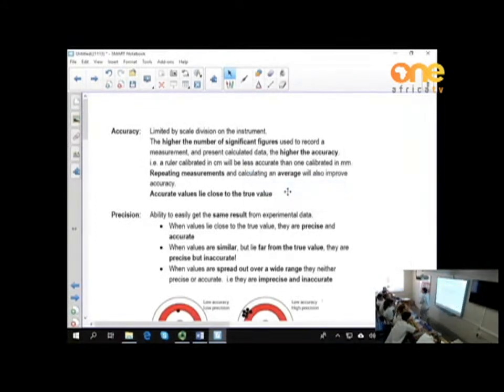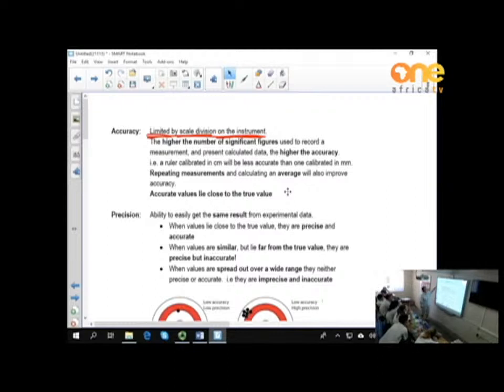Okay, accuracy. The accuracy is limited by the scale division on the instrument. You can never be more accurate than the instrument. The higher the number of significant figures used, the higher the accuracy. So if I want to measure the diameter of a pipe for precision engineering, if I need to make a fitting, I will use a specialized tool, not just a ruler. We get specialized tools that have a finer scale division to make it more accurate, and we will have a look at them in a while.